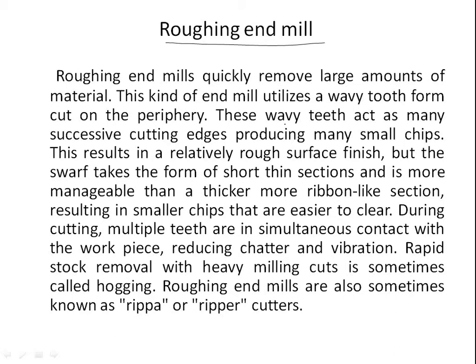Roughing end mills quickly remove large amounts of material. This kind of end mill utilizes a wavy tooth form cut on the periphery. These wavy teeth act as many successive cutting edges, producing many small chips. This results in a relatively rough surface finish, but the swarf takes the form of short thin sections and is more manageable than a thicker, more ribbon-like section, resulting in smaller chips that are easier to clear.